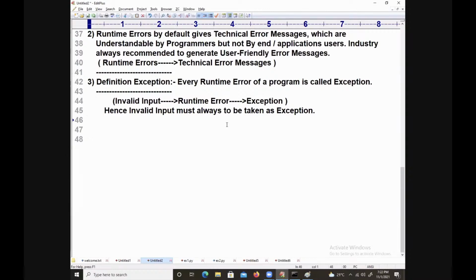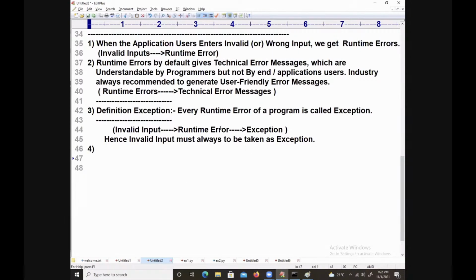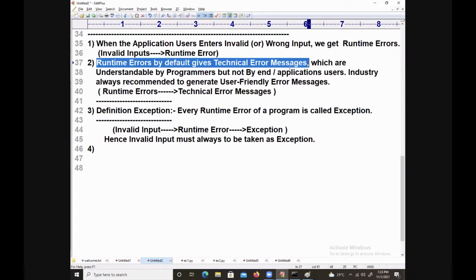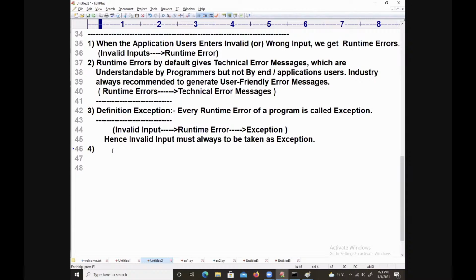Next I am going to talk about the fourth point. Is it recommended to give technical error messages? Exceptions always give which messages? Technical error messages. One point you understand. If you get confused, I can't do anything else. Last and final I am telling: one or two students are saying different answers. Every invalid input is called runtime error. Every runtime error is called exception. Runtime errors by default give which messages? Technical error messages.